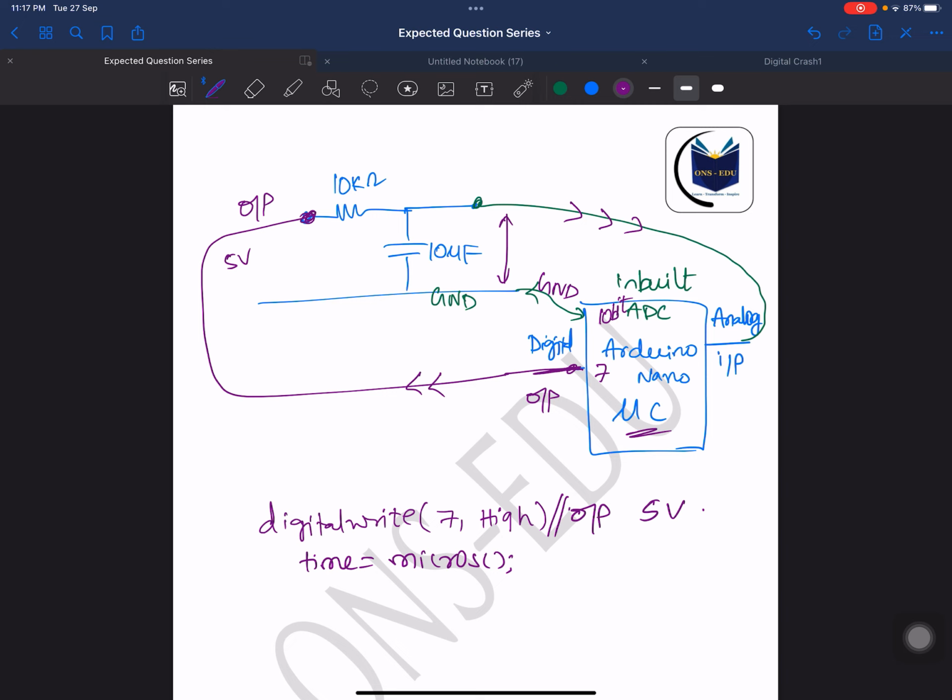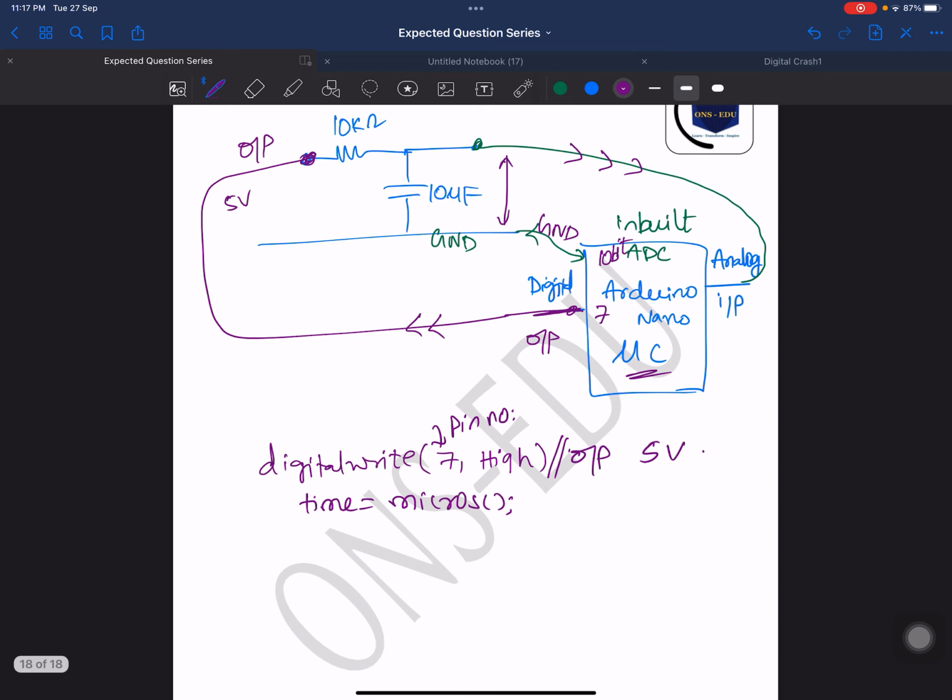5 volts input दिया, I gave the 5 volts input. This is a pin number. I told time is micros, so I'm calculating the microseconds. Now I will try to measure the value. I will do analog read, let's say pin number A7. So I'll simply say analog read A7. Now we are trying to read the capacitor value. So basically you are making it high.